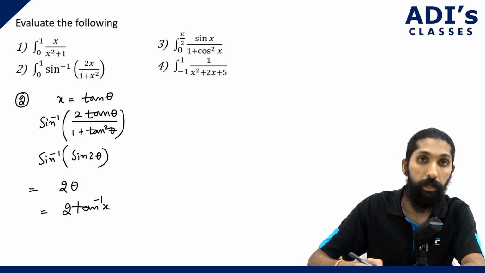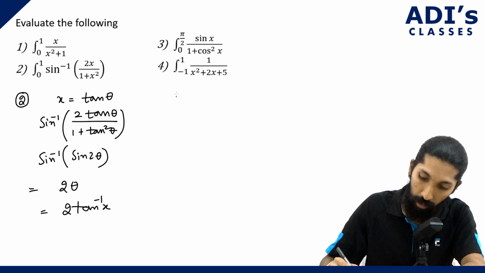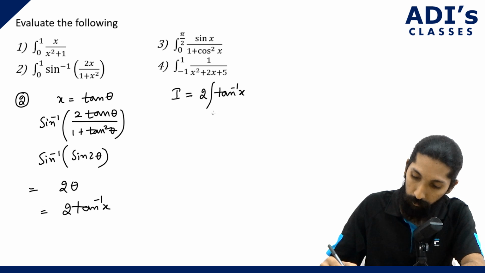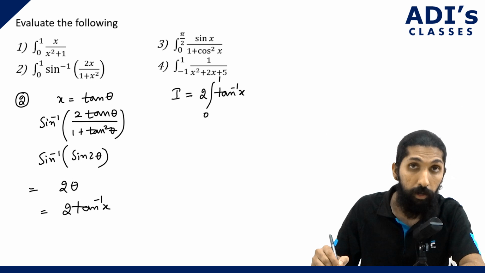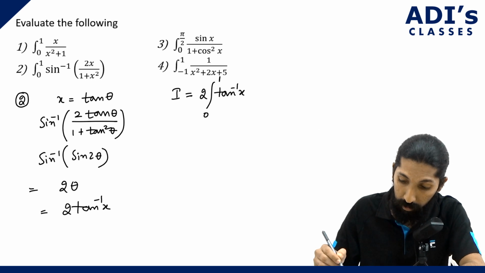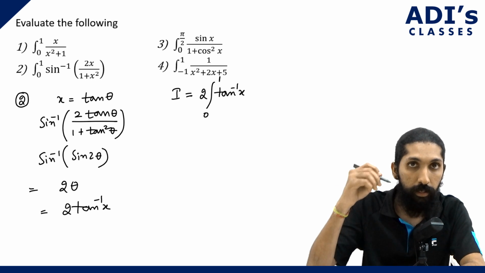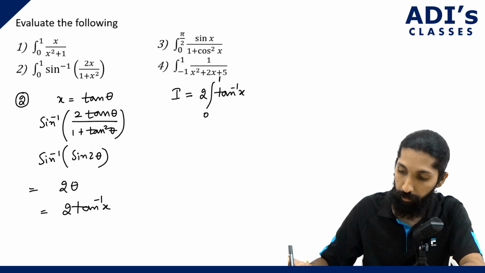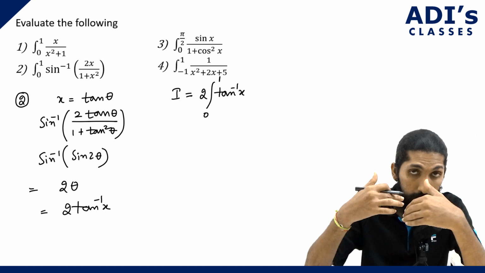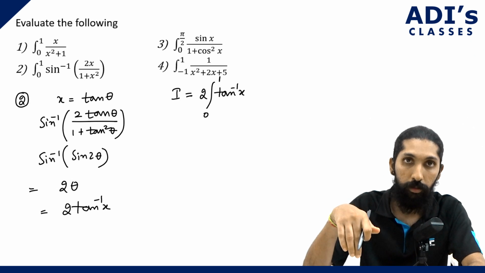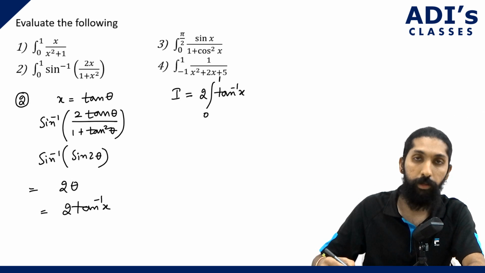So what happened to the integral now? Integral I is equal to 2 times tan inverse of x from 0 to 1. Here you have to use parts, isn't it? So you have to use parts. After using parts, you will get the answer. So what do we do now? Just 2 tan inverse of x, correct? 0 to 1. Let's integrate it separately, all right? Or directly you can do it.